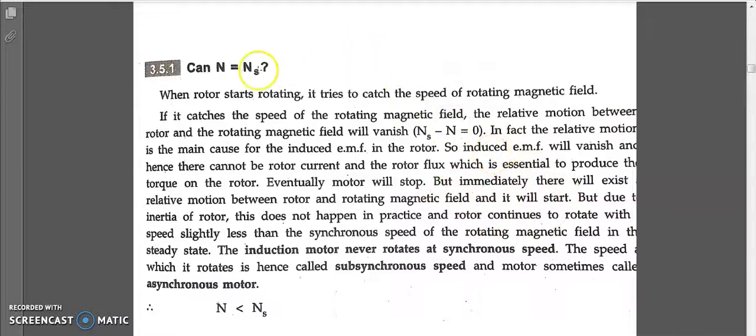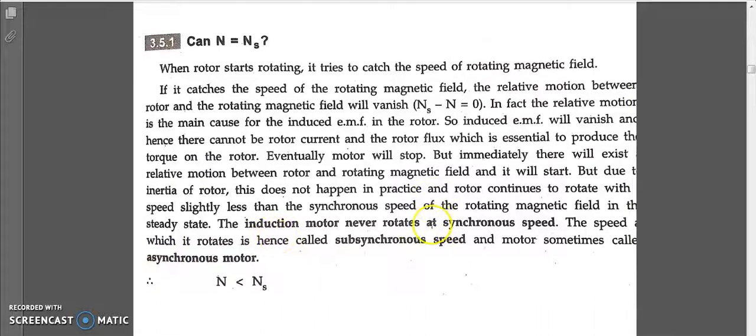So always remember, n is always less than ns. Okay, it can't reach the synchronous speed. So that's why sometimes we call such motors, that is induction motors, subsynchronous speed motors, or you can also call it an asynchronous motor. And again remember, whenever the speeds ns and n are the same, then the difference of speed will be 0. Whenever the difference of speed is 0, there will be no force acting upon the rotor. So the motor will eventually stop, but practically it doesn't happen.